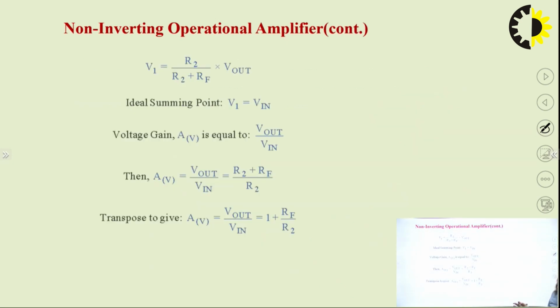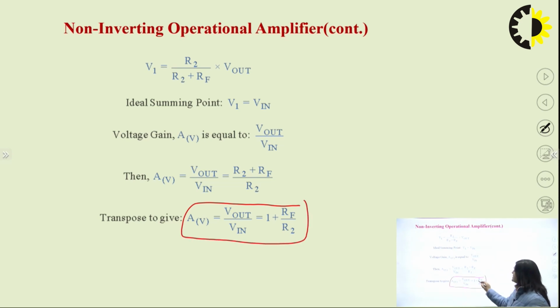So here also, the same derivation is there that I have discussed in the last slide. We can see that lastly we are getting the output gain as 1 plus RF upon R2. Here we have replaced R1 with R2.